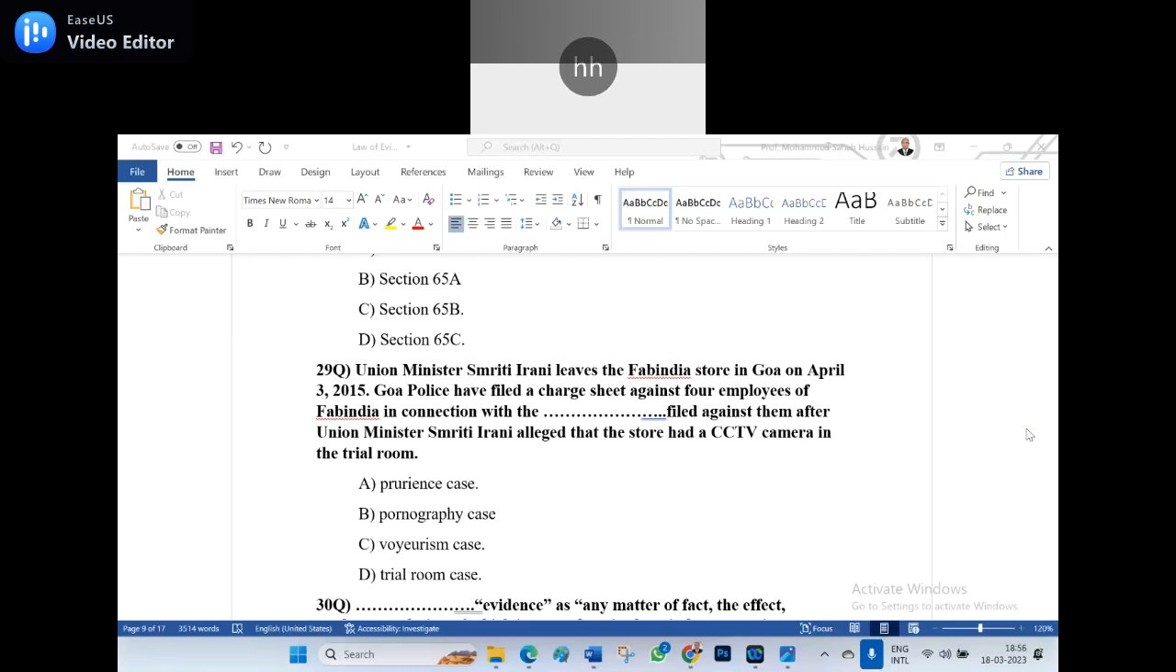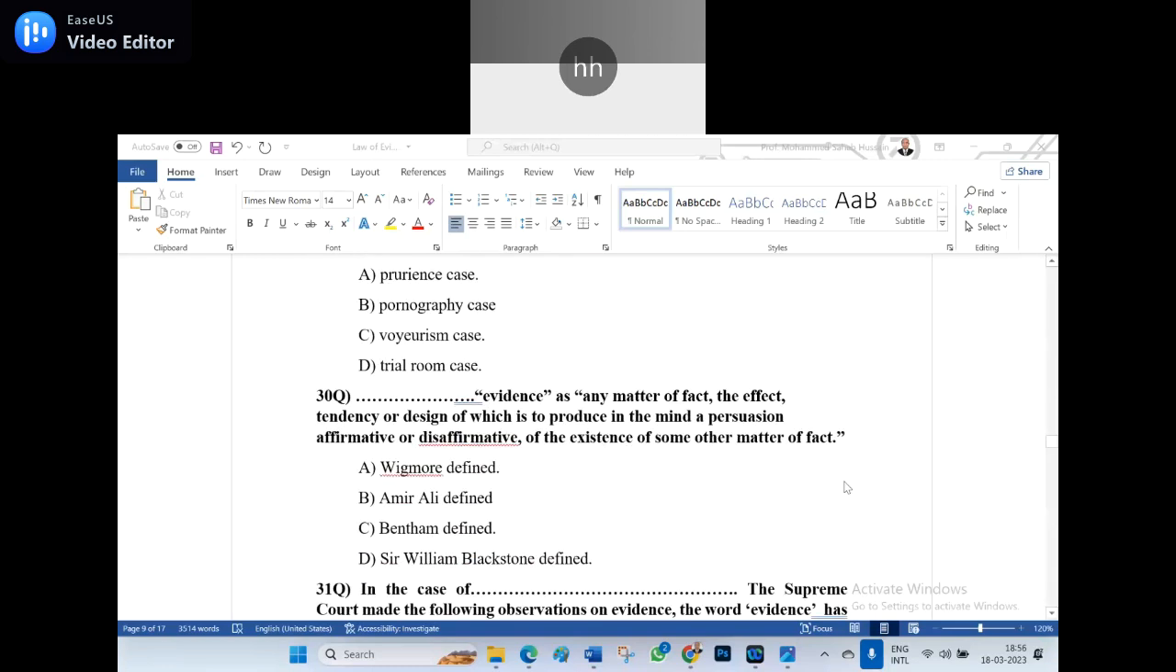Option C, sir, voyeurism case. It is a voyeurism case. Voyeurism means if any person is changing the dress or making the things, people will watch them to see the naked body. That is called voyeurism, or we can say Tom peeping also.